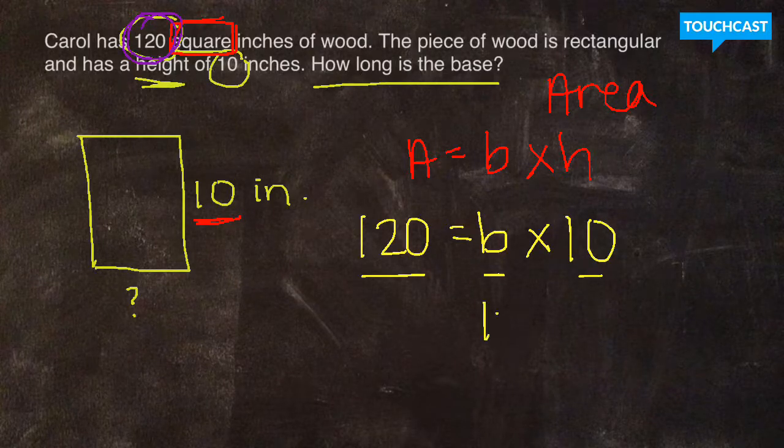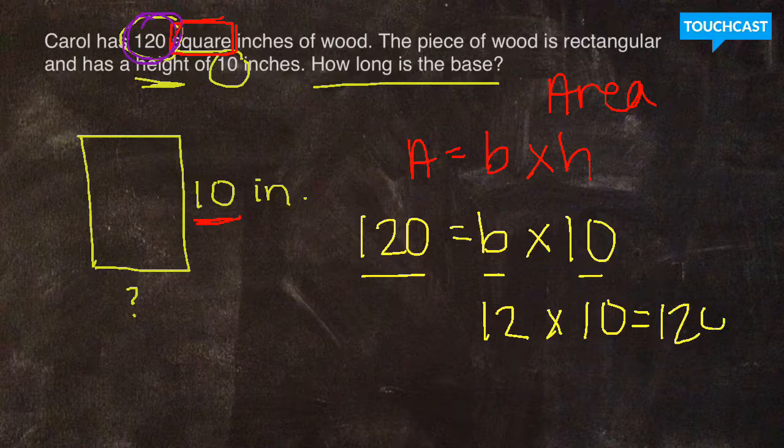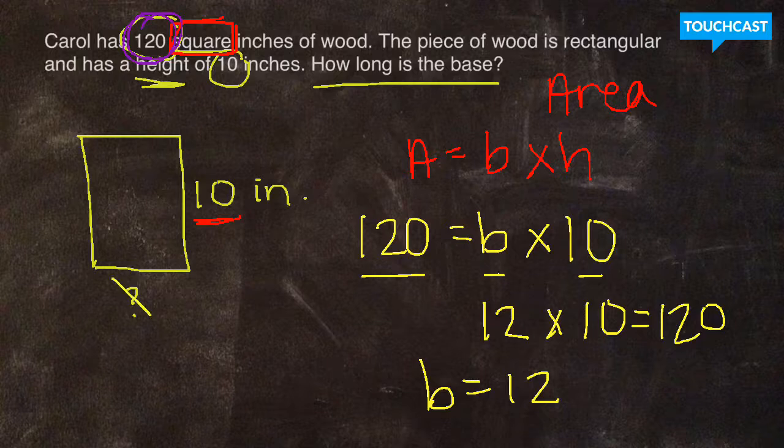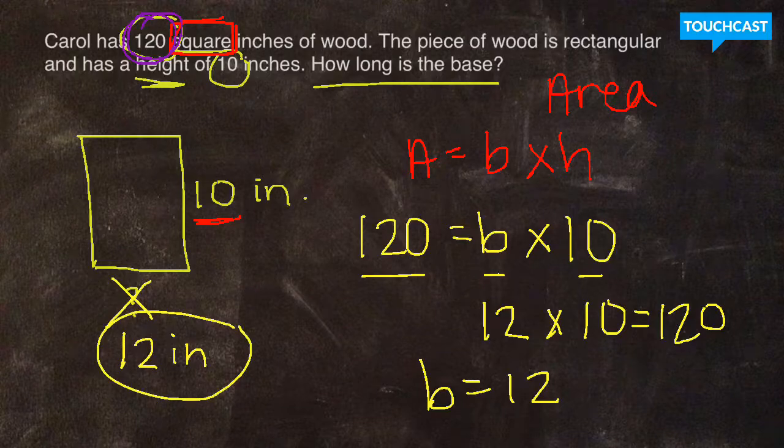And if you're thinking 12 times 10 equals 120, you would be right. So B, our base, is 12. So I'm going to cross out my question mark and put 12 inches. And that is my answer for that one.